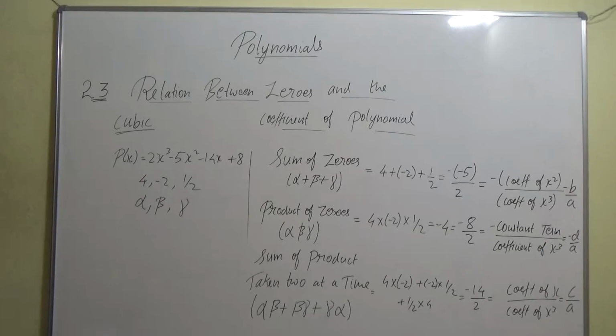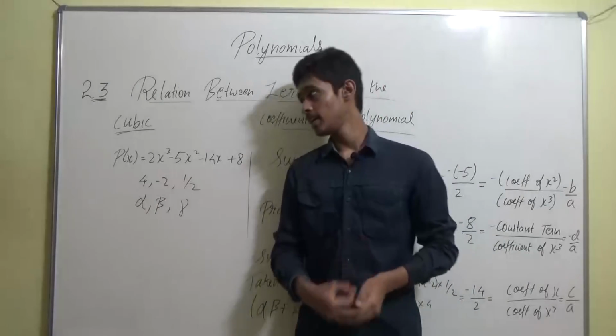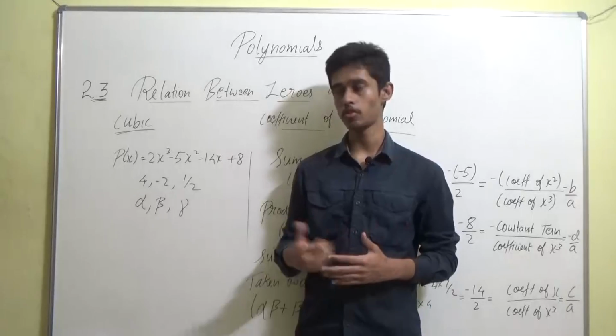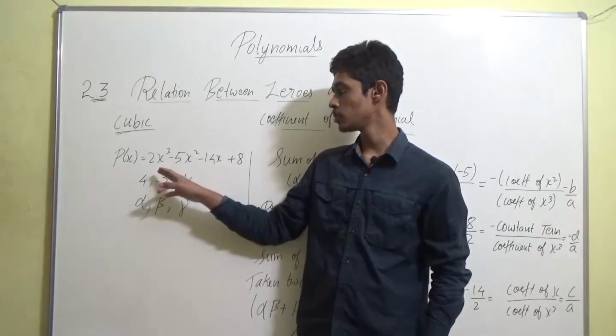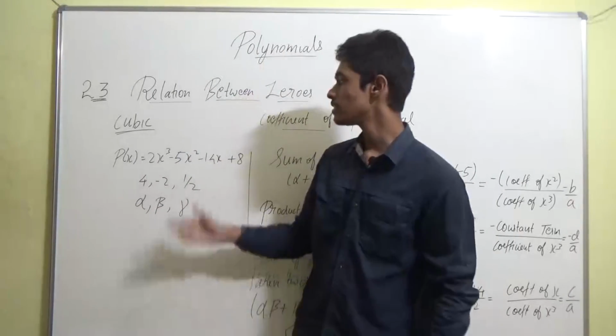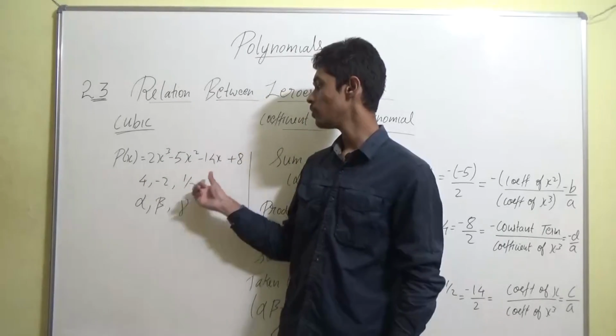Now after linear and quadratic, it's the time for cubic. Let's go ahead and see the relation between the coefficients and the zeros for a cubic. For this cubic which I have taken as an example, which is 2x cubed minus 5x square minus 14x plus 8. This is a cubic polynomial because the highest degree in this polynomial is 3.